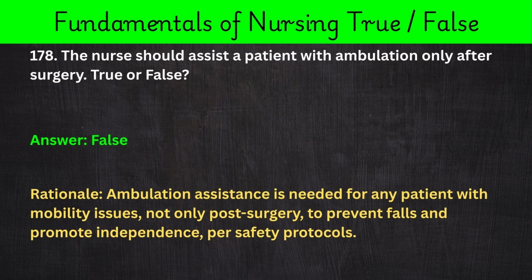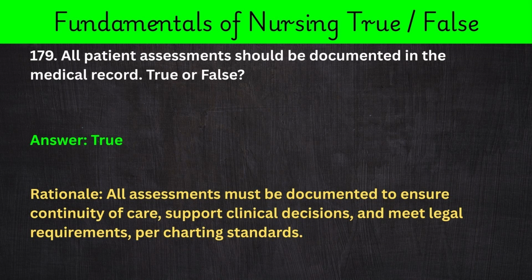178. The nurse should assist a patient with ambulation only after surgery. True or false? Answer: false. Rationale: ambulation assistance is needed for any patient with mobility issues, not only post-surgery, to prevent falls and promote independence, per safety protocols.